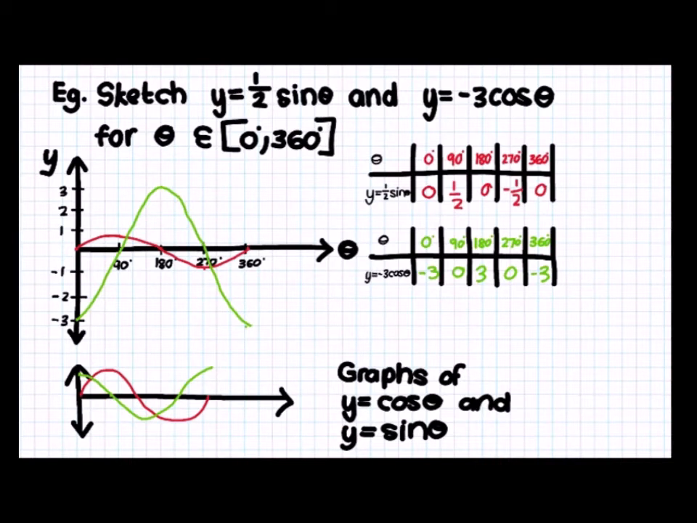For the cos theta, we have a minus 3 in front of it. And actually, if you look at it, it's just flipped upside down completely. And the amplitude has increased a lot. So the amplitude has increased from 1 to 3. As you can see in here, that's the amplitude, so that's going to be 3 now. And obviously, the graph has flipped upside down.